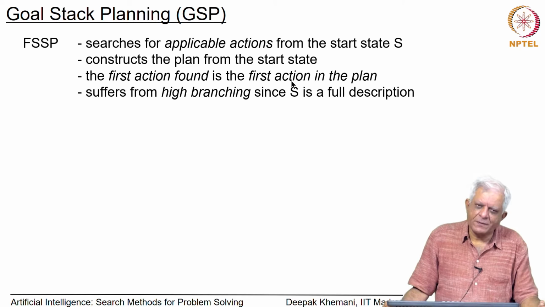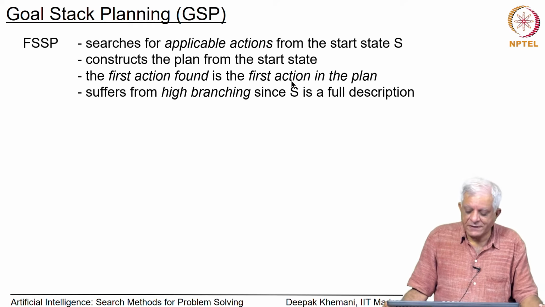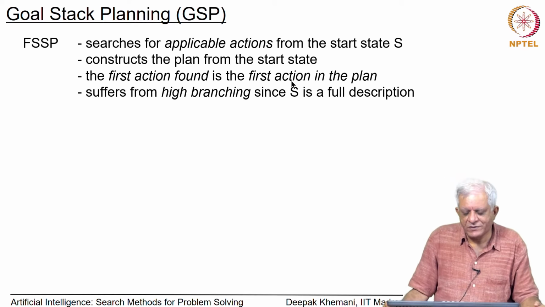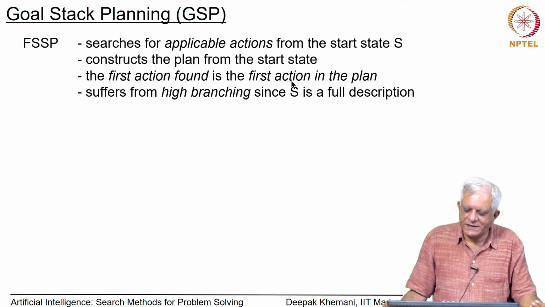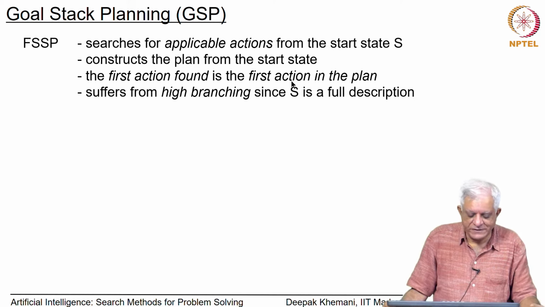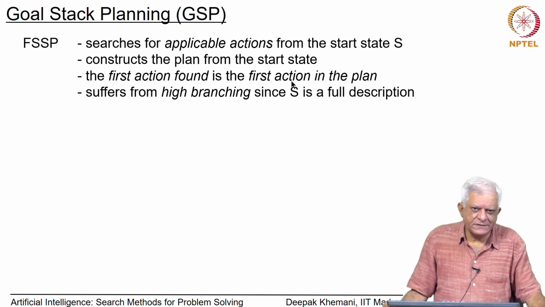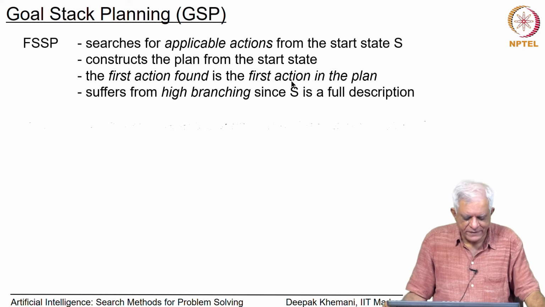But it had this problem that it suffers from a high branching factor, because the given state was a complete description of the domain or the world, and many actions would have been possible, and forward state space planning would have to consider all of them. So, the branching factor was high there.